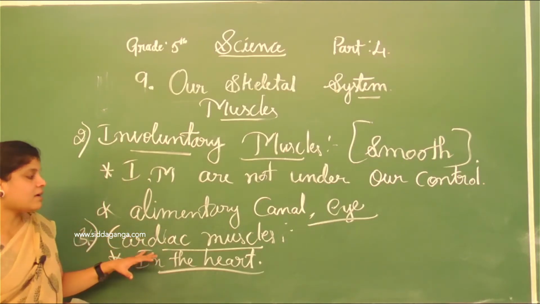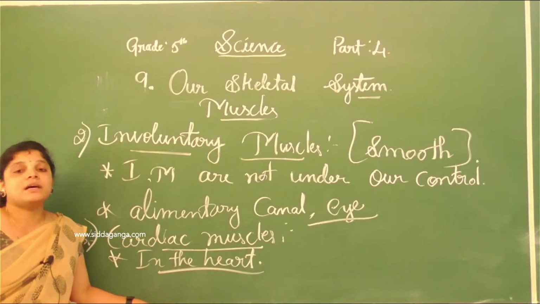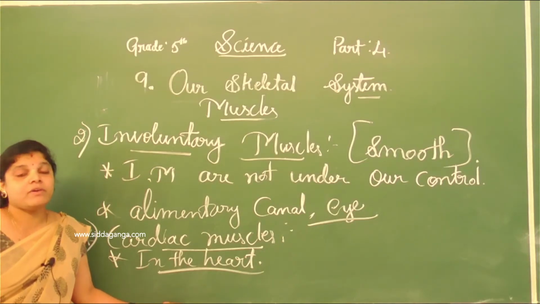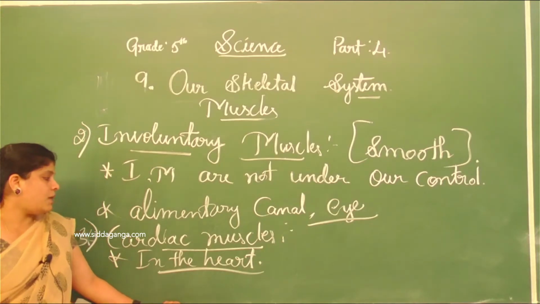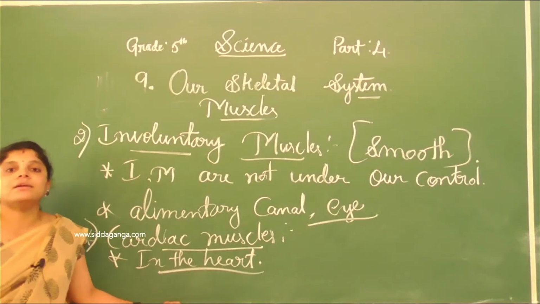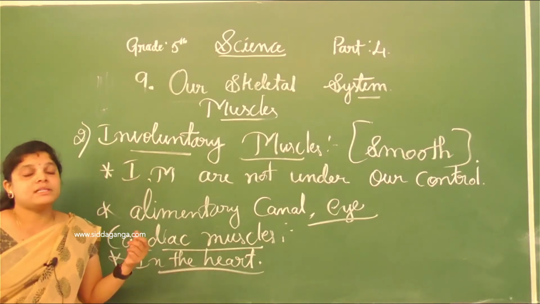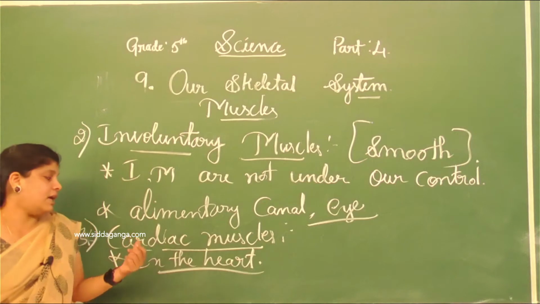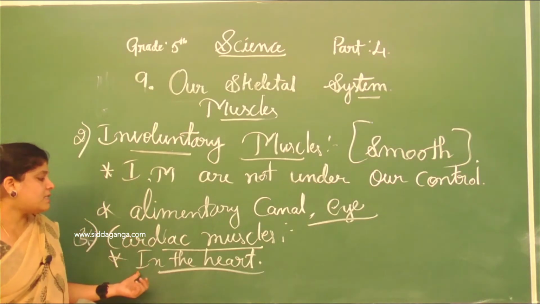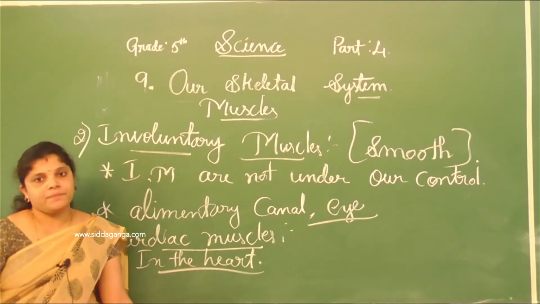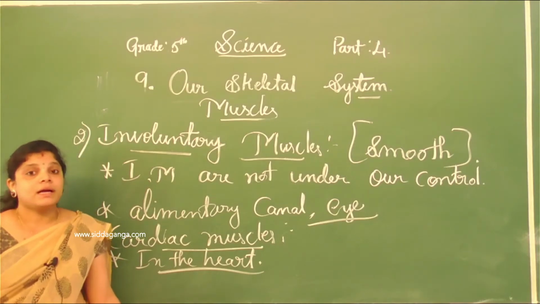And next one is the cardiac muscles. See, cardiac muscles are a third kind of muscles. See, normally this cardiac muscle acts like an involuntary muscle. Why? Because it is not under our control. See, normally cardiac muscles exist in the heart. Okay, these are all about kinds of muscles.